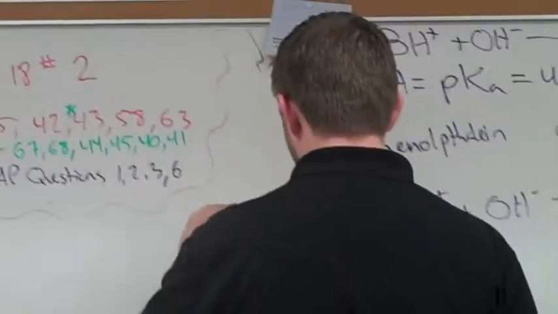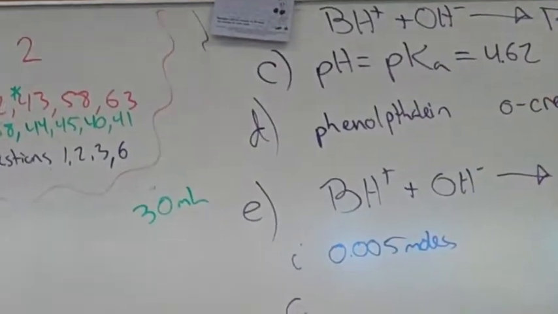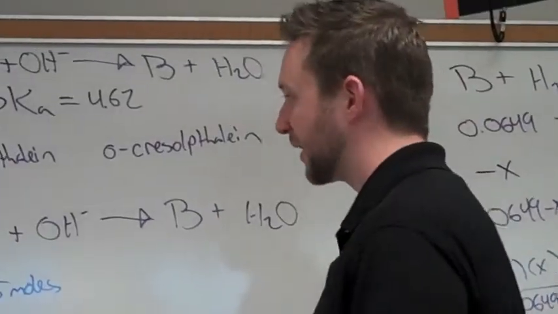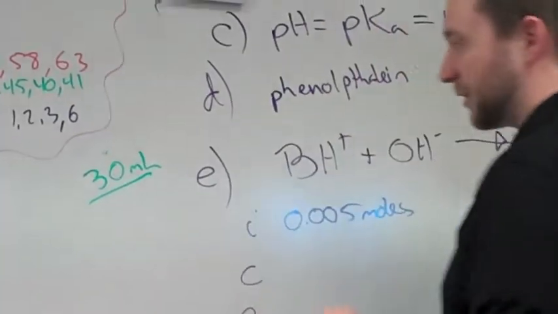Alright. If we add 30 milliliters of the base, our last step in the titration, the other ones are exactly the same. What you're going to have in each case is a buffer that you will solve the pH using Henderson-Hasselbalch. The last point's a little bit different though. We've added 30 milliliters of the base.